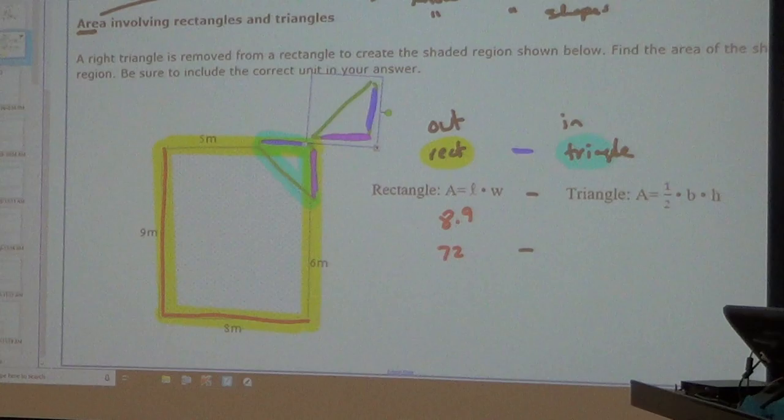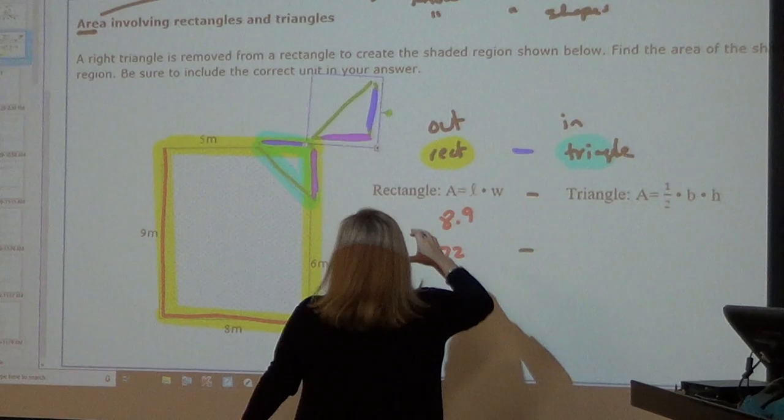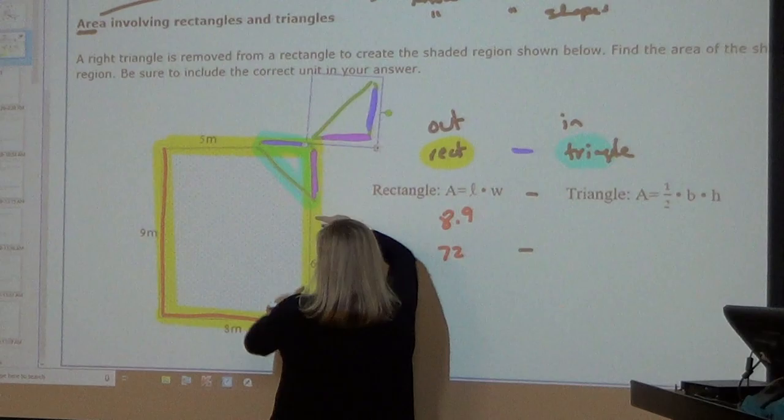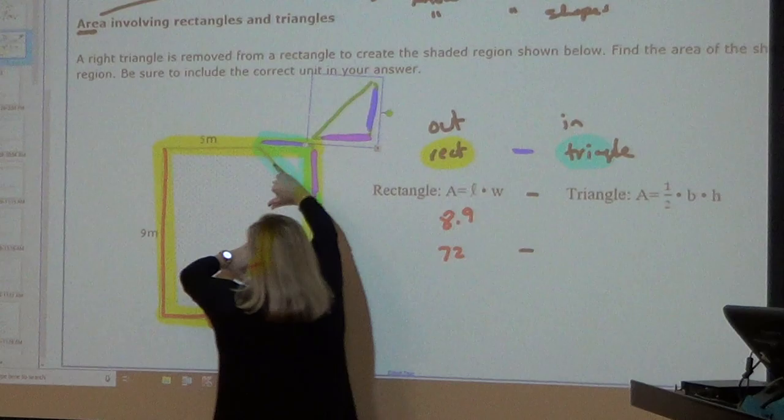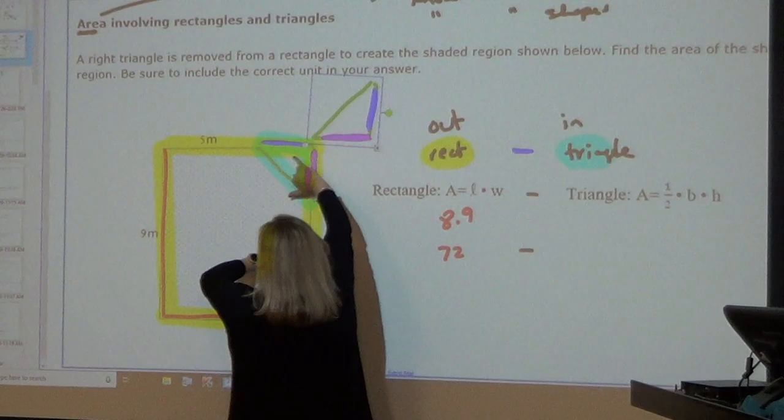Now, I was not given either side in the problem. I was not given the purple side, I was not given the blue side. But last class period, we learned that 6 and this side has to equal what? 9. So 6 plus purple has to equal 9. So what is the purple going to be? 3.